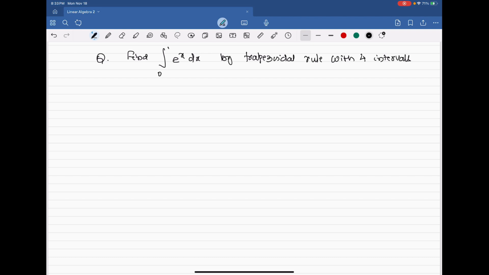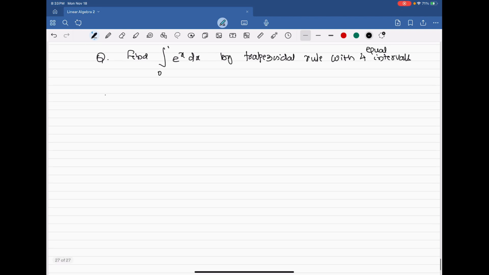Four equal intervals. What are the 4 equal intervals? They will be 0, 0.25, 0.5, 0.75 and 1. This is one interval, this is the second interval, this is the third interval, this is the fourth interval. As I told you, with the trapezoidal rule, you try to find out that value. This is also one of the questions given in the GATE.